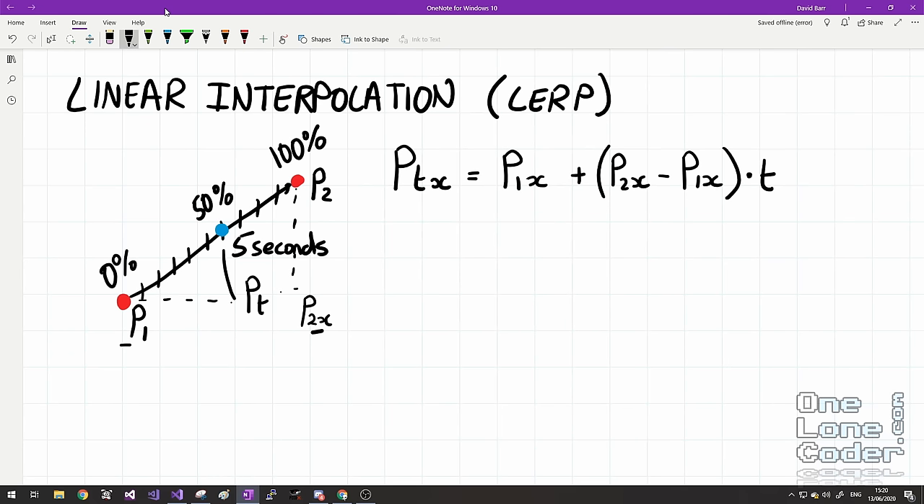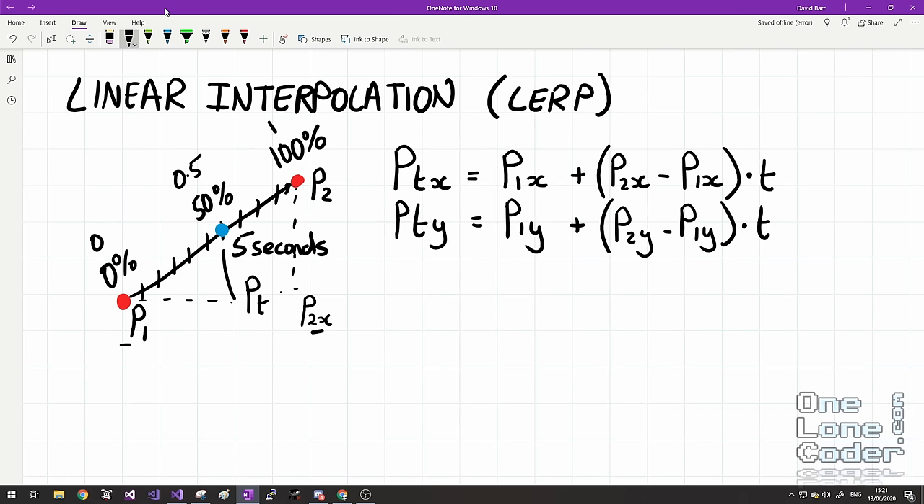Of course, in a computer, we wouldn't represent 50%. We'd represent this as 0.5, 1, and 0. Exactly the same calculation can be done for y. And so by specifying a value for parameter t between 0 and 1, we can get any location along our line. We have interpolated linearly in a straight line between points P1 and P2.